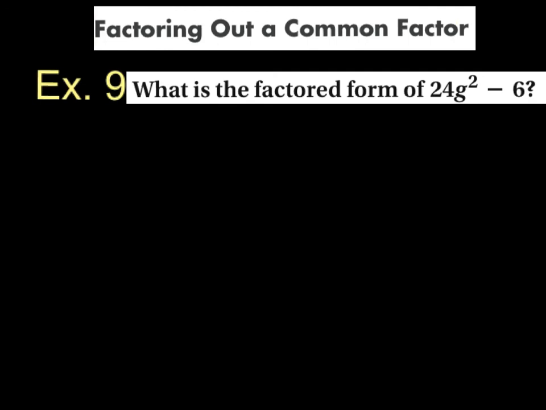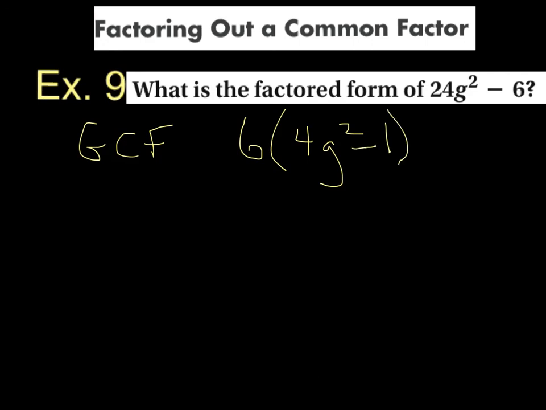Now sometimes we might not have a difference of two squares to start, which is why we always need to look for a GCF. No matter what type of polynomial or what type of expression we have, we always want to look for a GCF first. So in example 9, I noticed that the 24 and the 6 have a GCF of 6. And when I factor that out, I'm left with 4g squared minus 1. Well, 4 is a perfect square, and 1 is a perfect square. So this is another difference of two squares pattern.